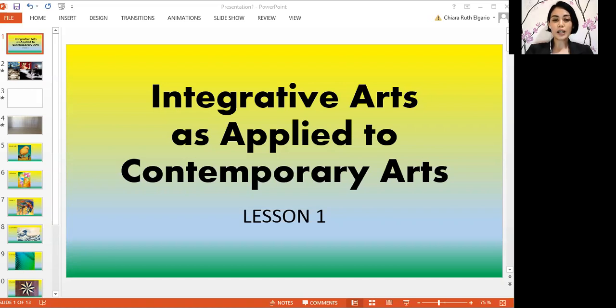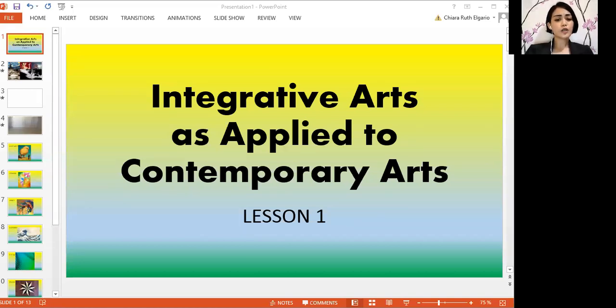So to start with, let us define the words integrative and contemporary. To integrate means combining one thing with another so they become a whole. And contemporary means occurring in the present or current time. So what is integrative contemporary art? You will be able to answer that at the end of this lesson.